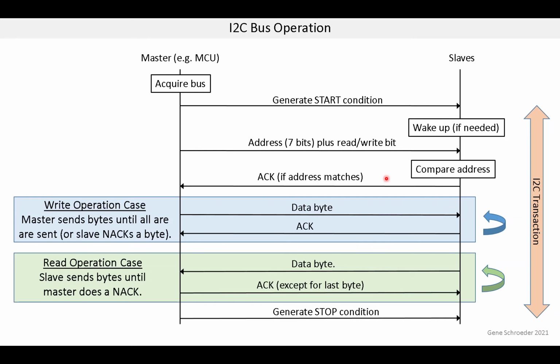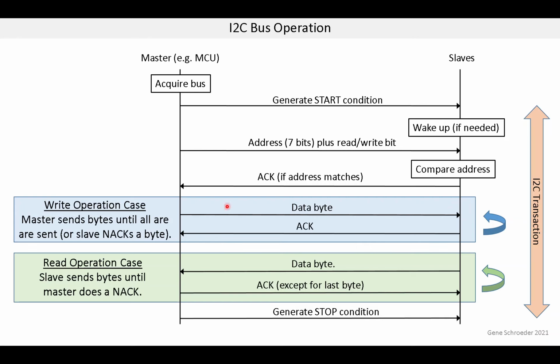But what if the address did not match any slave? Well, no one would send an ACK, and the absence of an ACK is considered a NACK, N-A-C-K. NACK stands for not acknowledge. So if the master detects a NACK, it will stop the transaction there because there's no one to talk to. And we'll look at this case in one of the demos. But assuming an ACK was sent by a slave, we are now ready for the data transfer.